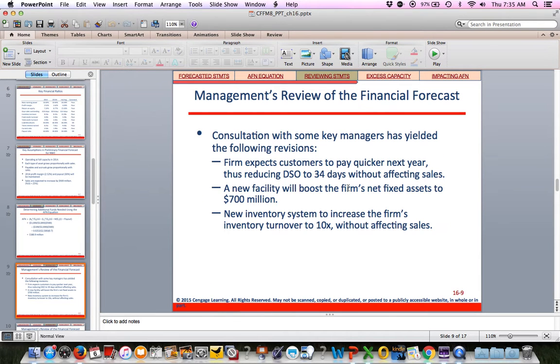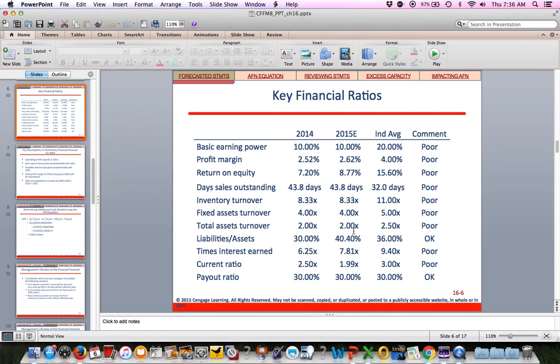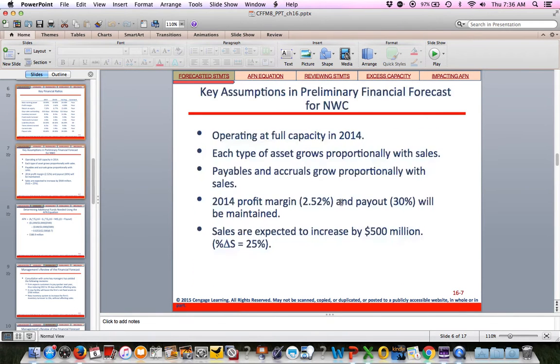A new facility will boost the firm's net fixed assets to $700 million. A new inventory system to increase the firm's inventory turnover to 10 without affecting sales. Because inventory turnover right now, let's go find it, is 8.3. So we expect to be able to be more efficient in our turning over our inventory. So the more turnover, the better for inventory, right? That just kind of is symbolic of filling up my store, emptying it, filling up my store, emptying it. The more that happens, the better, right? That's the more inventory you're selling, the more profitable that you will be.